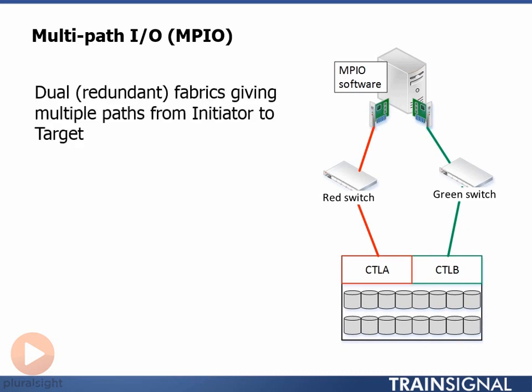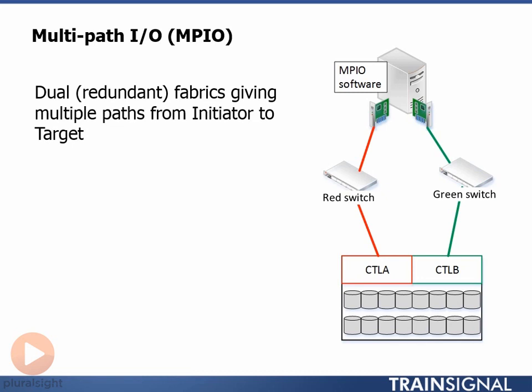The components highlighted in red represent one path to our storage, and the components highlighted in green represent an entirely separate and independent path to the same storage. We could lose a single HBA in our host, a single switch, a single cable, or a single controller in the storage array, and still be able to access our storage over the alternate path.